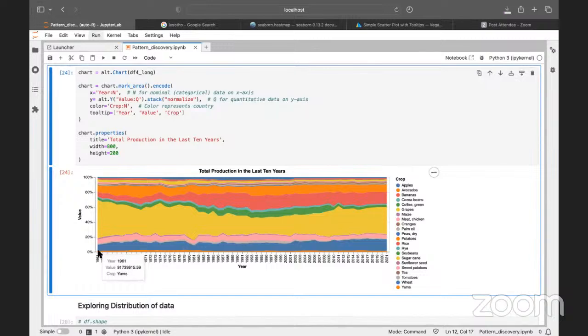The top value for this is the wheat. Sorry, this is yam crop rather. This is wheat. The value for yams now forms our base for wheat, and so on and so on. So all of this doesn't start from 0. Each crop forms the base for the next crop, and that's how it goes.